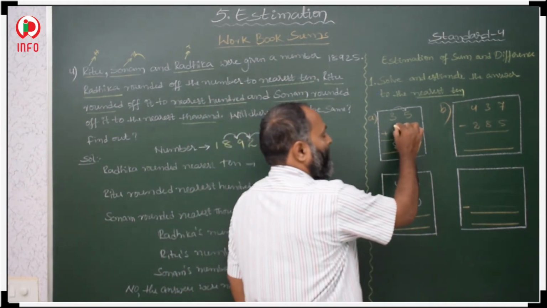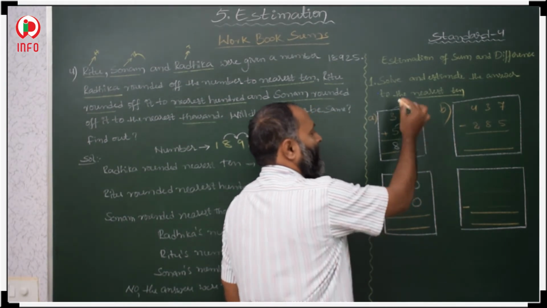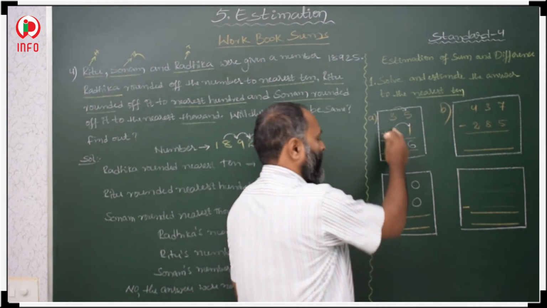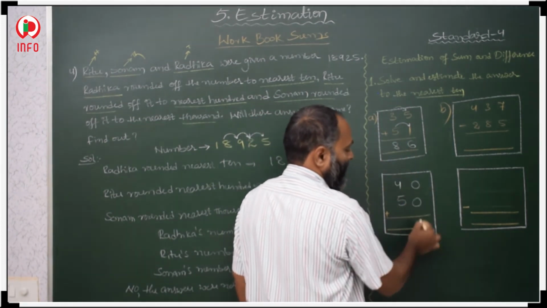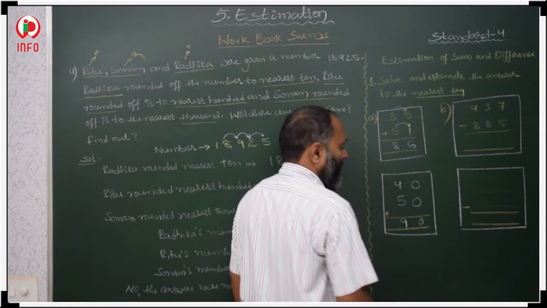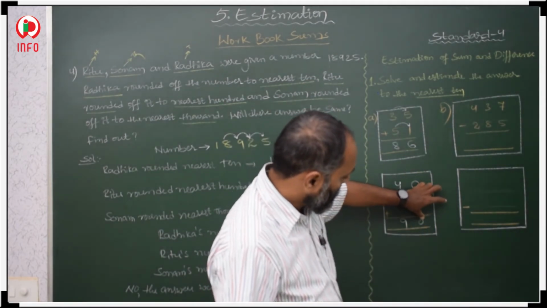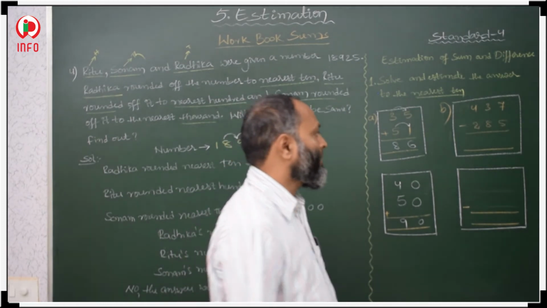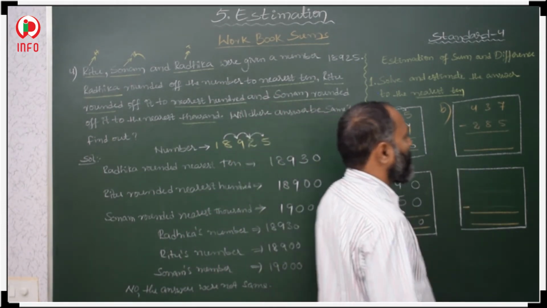Here next, what is there in ones place? In ones place 1, it is less than 5. So we take 5 as it is. Now we add 0. 5 plus 4 is 9. Then estimated is 90. Actual is 86.